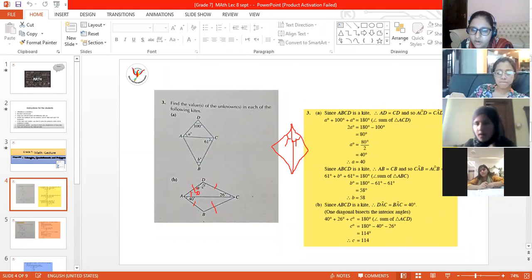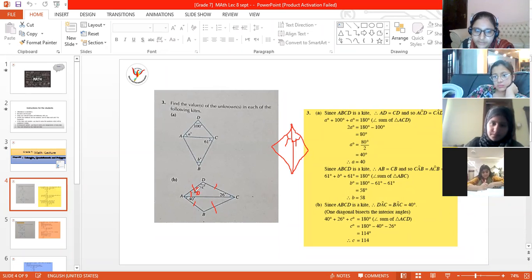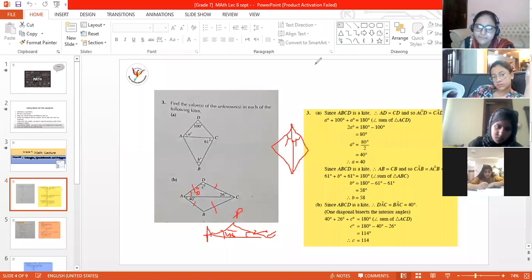Whenever the diagonals are intersecting the interior angles in a kite, both the angles will be the same. So if this is 40 degrees, this is 26 degrees, and this is C degrees, can you find the value of C with the help of triangle ADC? You can easily see the triangle A, D, and C where this angle is 40, this angle is 26, this angle is C degrees. The sum of angles of a triangle is equal to 180 degrees, so C plus 40 plus 26 is equal to 180 degrees. With the help of this, C will be equal to 140 degrees.